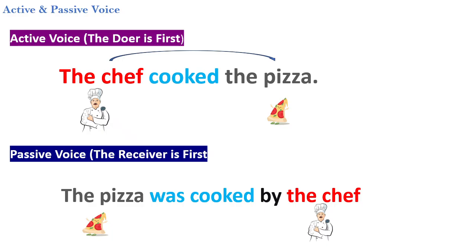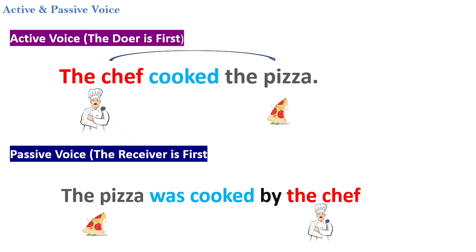First of all, we have active voice. The doer is first. Who is the doer? The subject in red color, the chef, the cook. The chef cooked the pizza. Now, what is the formula? Subject plus verb plus object, right? So if we interchange the positions of the subject and object, active voice will become passive voice.